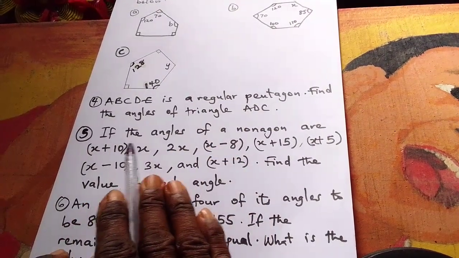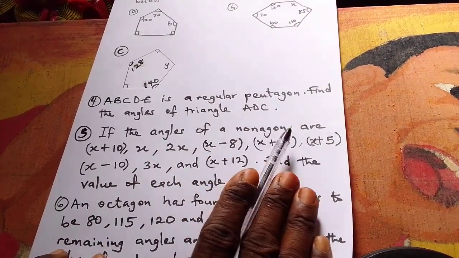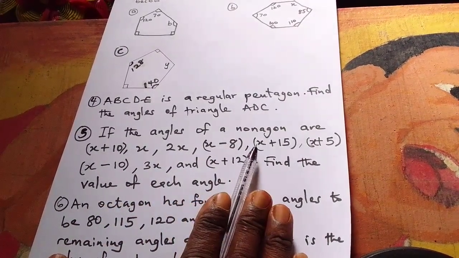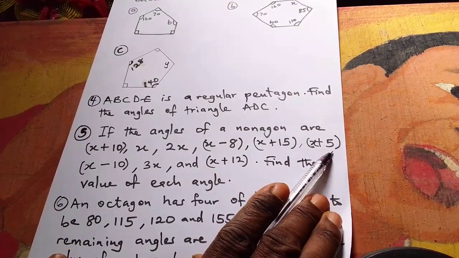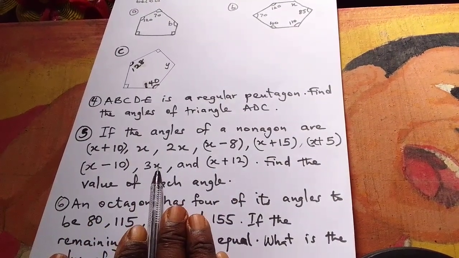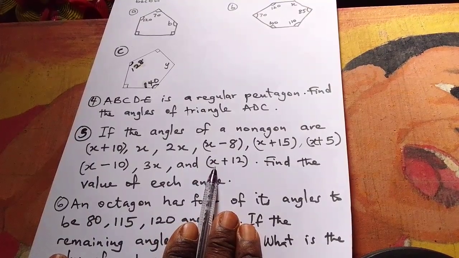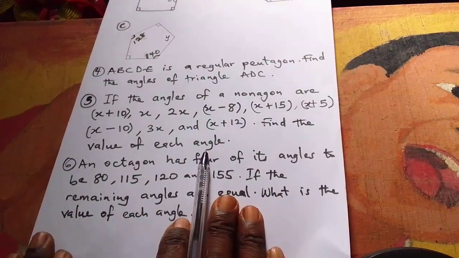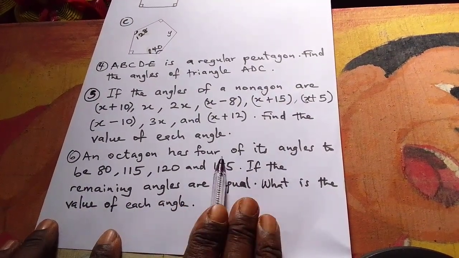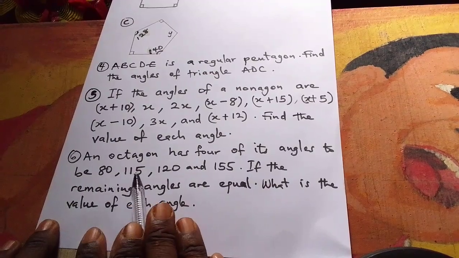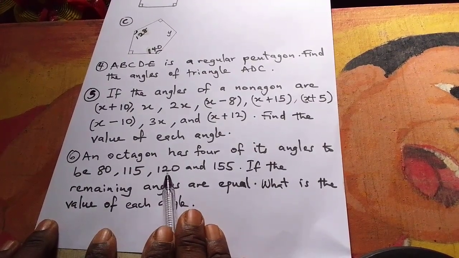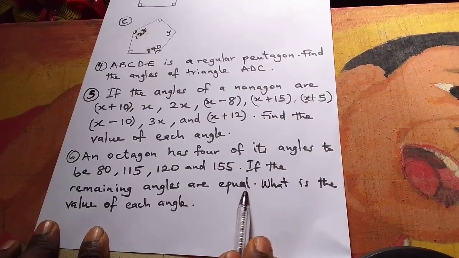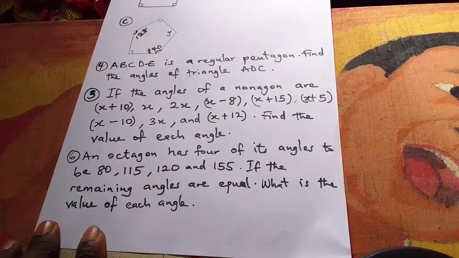Then number 5, if the angles of a nonagon are x plus 10, x, 2x, x minus 8, x plus 15, x plus 5, x minus 10, 3x, and x plus 12, find the value of each angle. Number 6, an octagon has 4 of its angles to be 80, 115, 120, and 155. If the remaining angles are equal, what is the value of each angle?